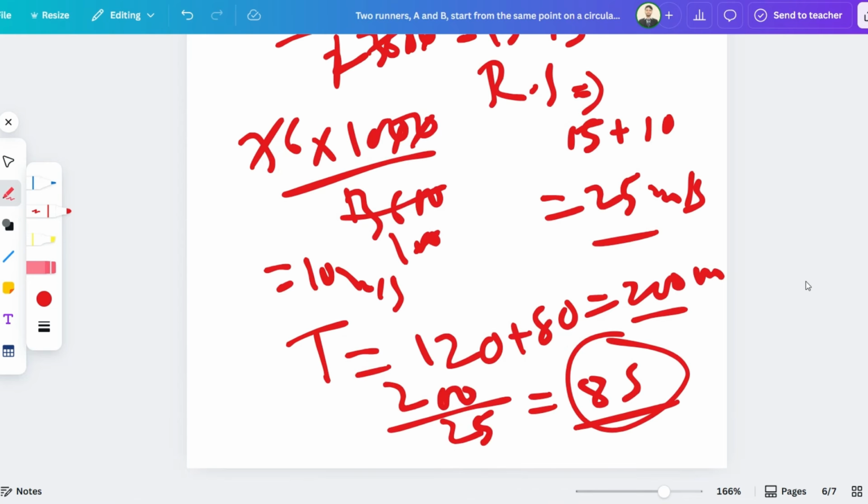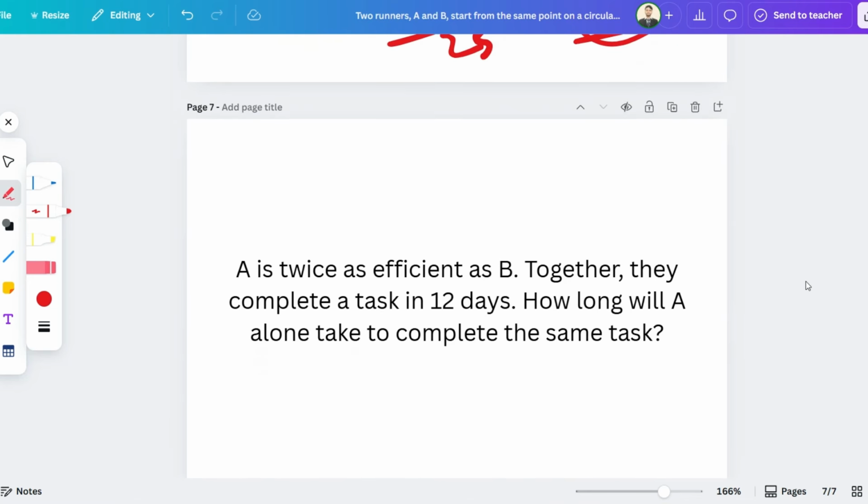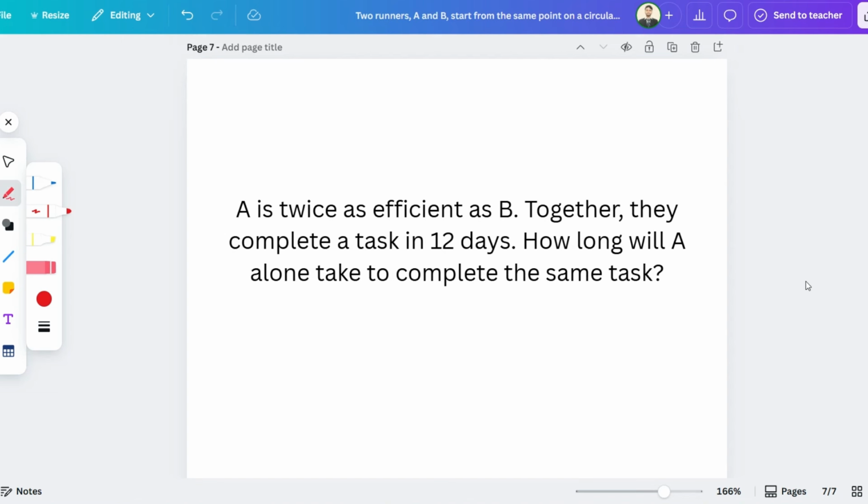So let me go to the next question, that is this: A is twice as efficient as B. Together, they complete a task in 12 days. How long will A alone take to complete the same task? So we have to calculate how much time A will take to complete the whole task. So for that, let me just calculate the whole task.